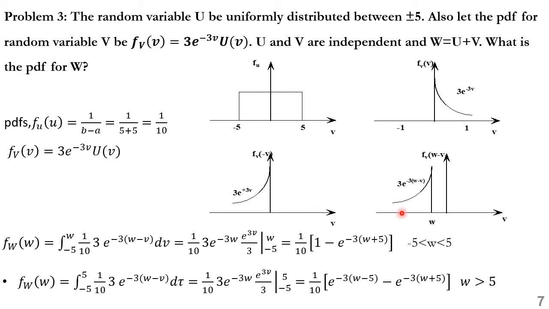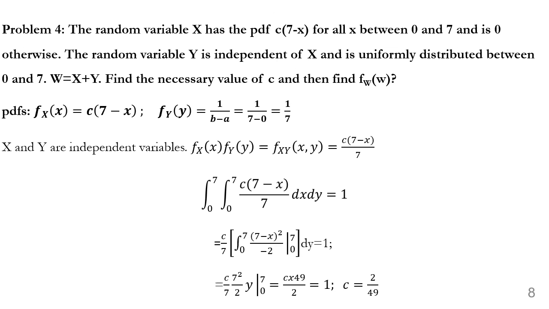Further movement of this over this will be beyond w moving past 5. So therefore, the overlap period is going to be minus 5 to 5. Let us integrate the product with respect to v between the overlap period minus 5 to 5. That will give us 1 over 10 into e to the power minus 3 into w minus 5 minus e to the power minus 3 into w plus 5 for all the values of w greater than 5.